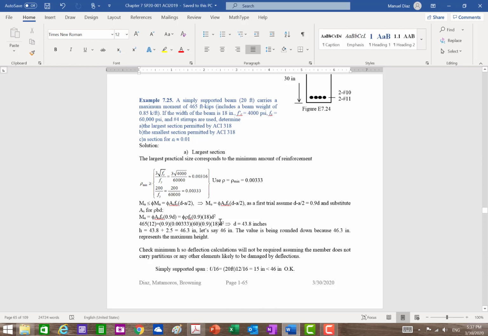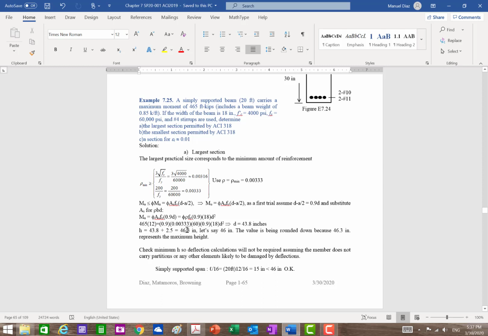So now the only unknown really is your d value, because you know your rho value is your rho minimum, your phi factor is going to be assumed as 0.9, and you're given the moment, so everything is known. The only thing you need to find is your d. In this case, my d happens to be 43.8 inches. I assume one layer. This is the minimum amount of reinforcement, so the number of bars will be minimum too. That means I don't need two layers, so one layer will be alright. So that adds to 46.3.